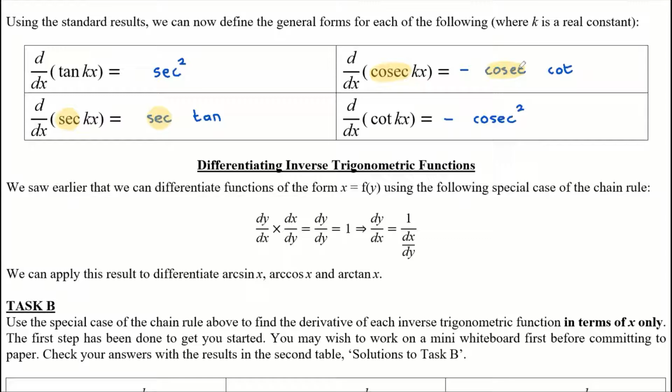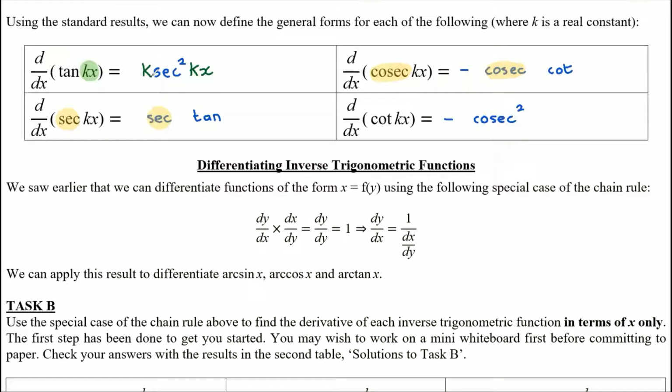Now, because we've got standard results for tan x, sec x, etc., what if we bring in this coefficient again, which we did when we did the chain rule examples very early on? Well, the same thing happens. So if I want to differentiate tan of kx, once again, we retain the kx inside the function, but the coefficient also duplicates and migrates to the front as a coefficient of the whole function. So the derivative of tan kx is going to be k sec squared kx.